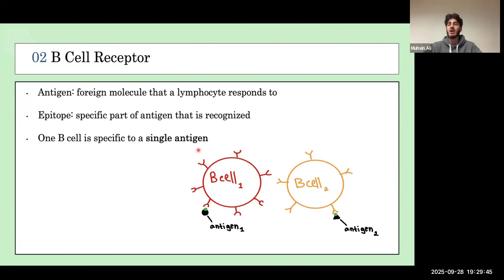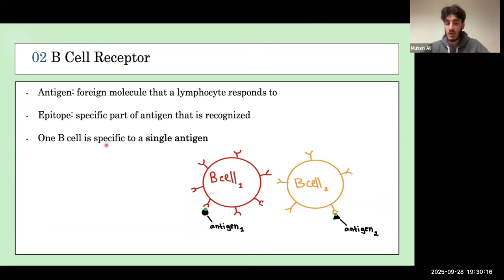So let's say you have a microbe. It has an antigen on top of it. This is your antigen, this is your B cell receptor, and it's going to bind to the antigen. The specific part that the B cell receptor binds to is known as your epitope. If you follow my cursor here, you have the B cell, you have your antigen in black, and the green thing right here is your epitope. So this is the specific part that the B cell receptor is going to bind to.